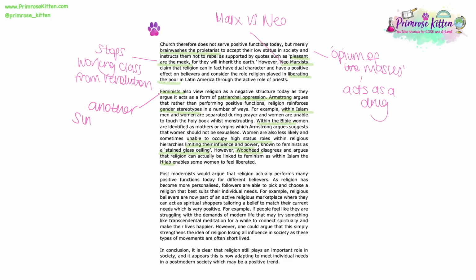But here we are saying feminists agree with Marxism that religion does not perform negative functions, but they argue that it does so in a different way. This time we're not talking about hierarchical oppression between the ruling class and the working class. Here we are talking about the patriarchy. Hopefully you're familiar with Armstrong's argument that religion actually acts as a patriarchal institution in a number of ways.